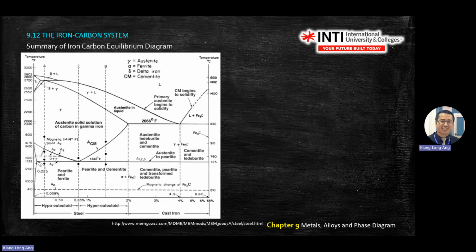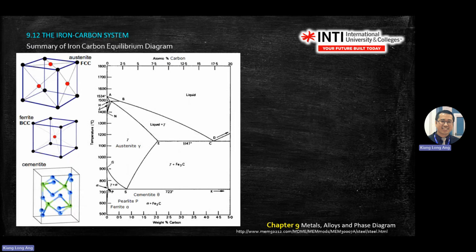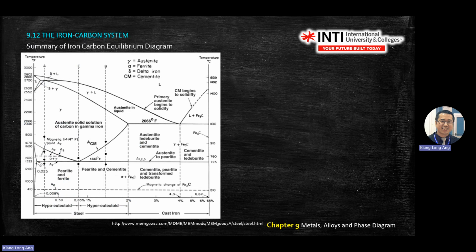Yeah, again, this is important. These four members here, the names. CM is cementite, the Fe3C.